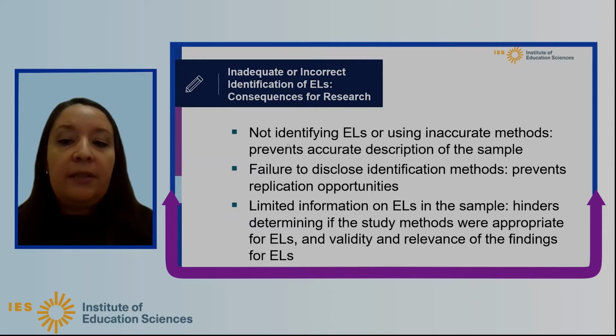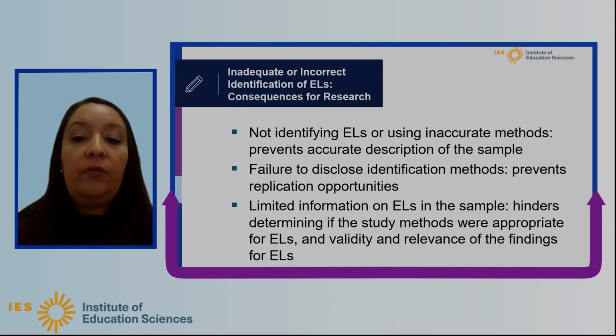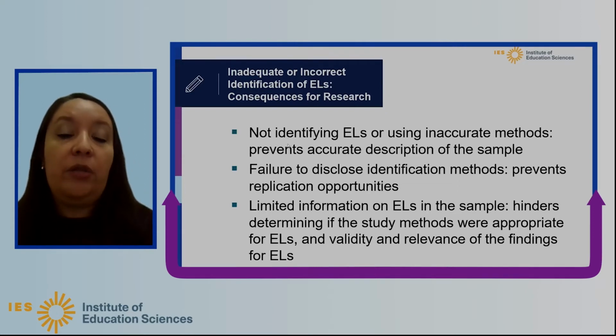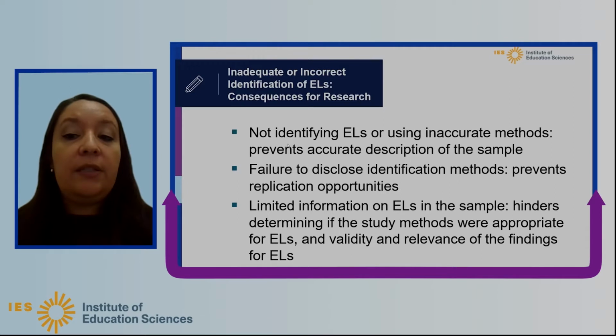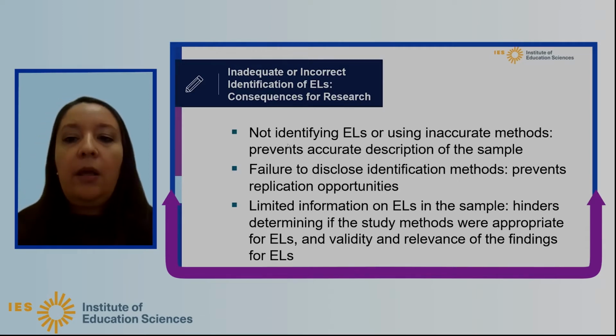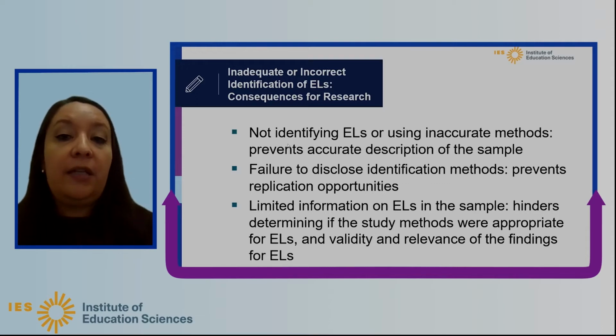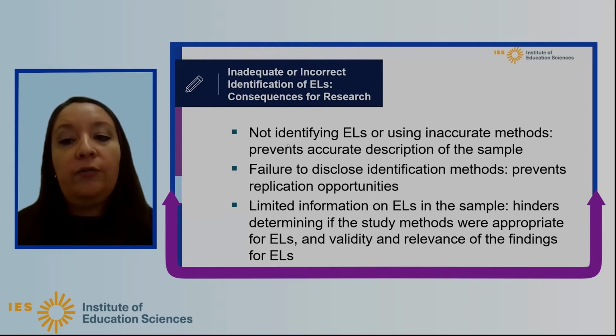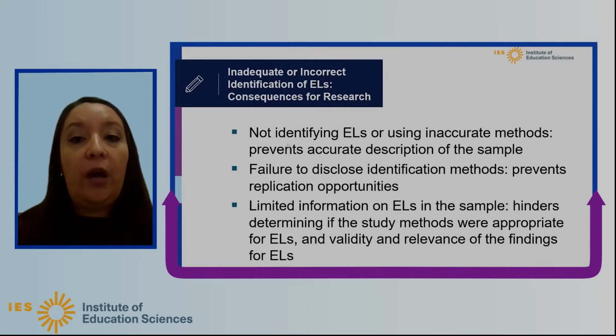And while in some instances, researchers may indeed report on the number of ELs in the sample, it's also important to disclose how it was determined that the students were ELs. If this information is not provided, it can limit opportunities for other researchers to replicate the study. And then finally, when a study gives limited information on ELs in the sample, it becomes difficult to evaluate whether the methods used in the study, such as the measures used, were appropriate for ELs. Further, it can be a challenge to figure out if the findings are valid for ELs and relevant for the practices and policies derived from the research that might be applied to them.